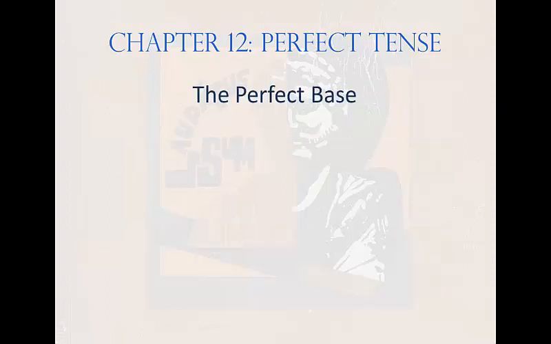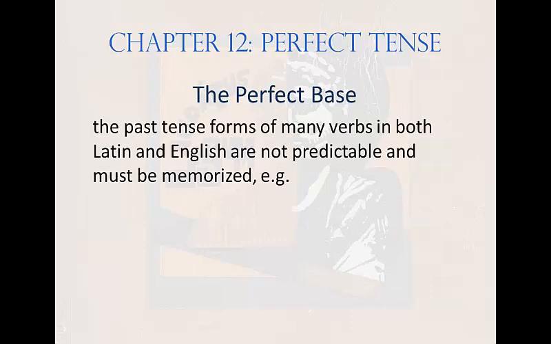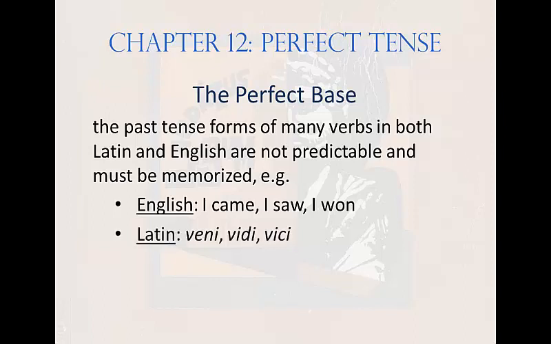The perfect base. The past tense forms of many verbs in both Latin and English are not predictable, and therefore they must be memorized. For example, English says, I came, I saw, I won. None of those past tense forms are predictable from come, see, or win. In the same way, Latin says veni, vidi, vici. I came, I saw, I conquered. None of those forms are predictable either from venio, video, and vinco.